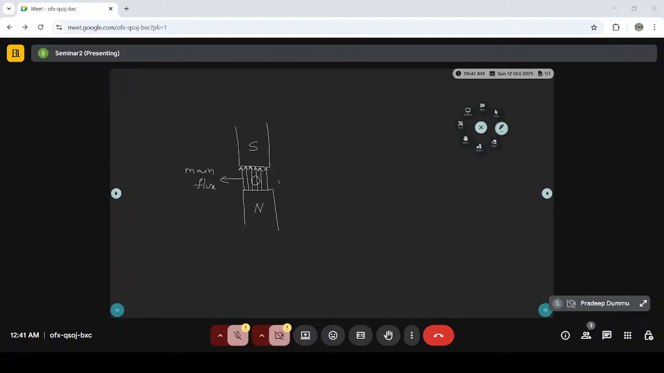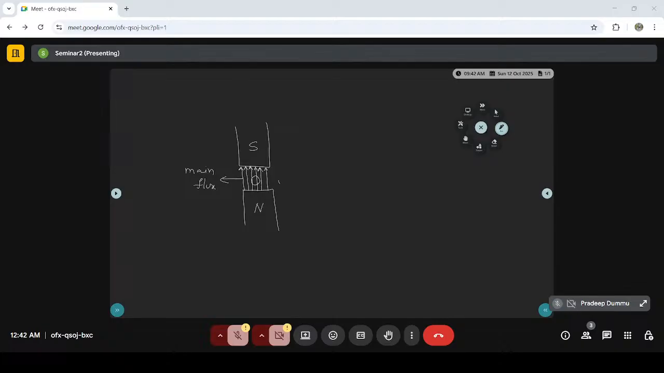Why? No current. This is the first diagram. Out of 4 diagrams, this is the first diagram. Clear, all of you? You have to draw this diagram: north pole, south pole, take 6 lines, one conductor placed which does not carry a current.